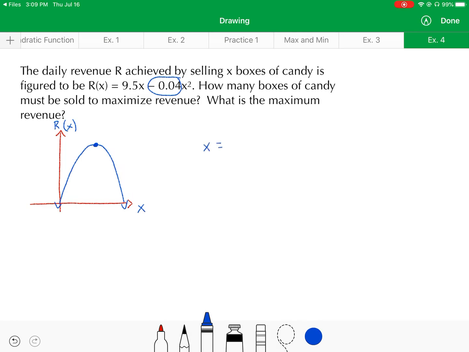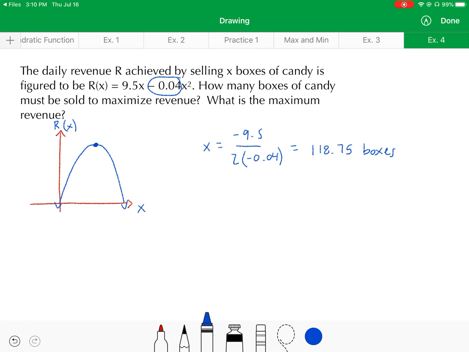So let's use -b over 2a, x equals -9.5 over 2 times 0.04, and that should equal 118.75. And understand what that means in the context of this situation. It's an x value, which represents boxes of candy. So you're going to make the most money by selling approximately 118 boxes, 119 boxes of candy.